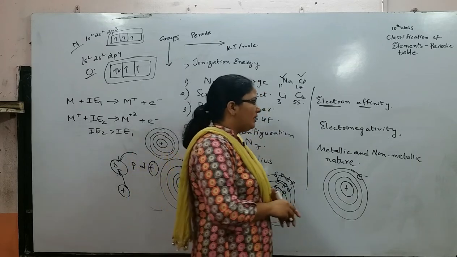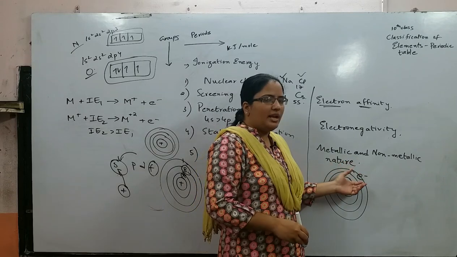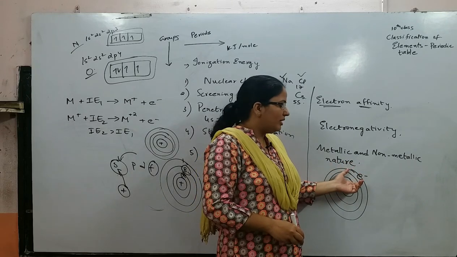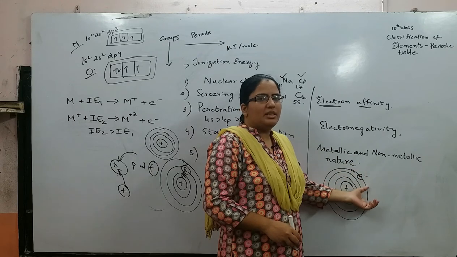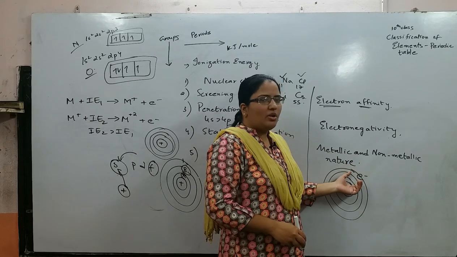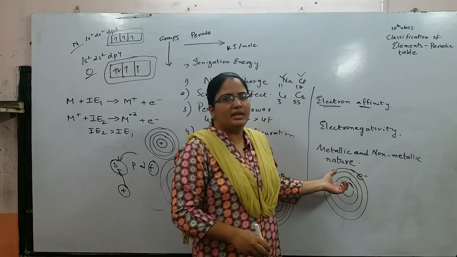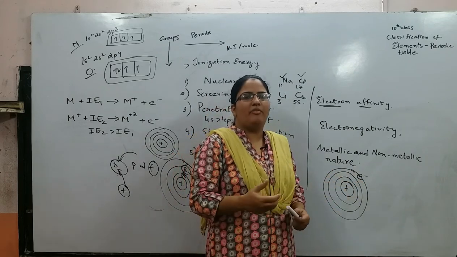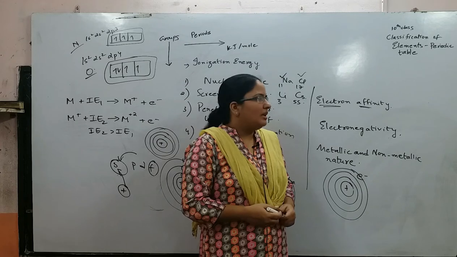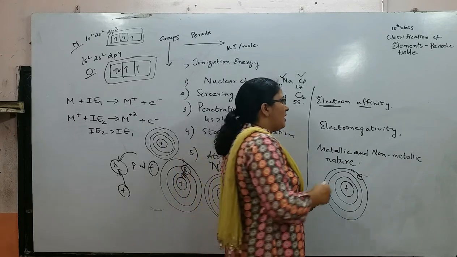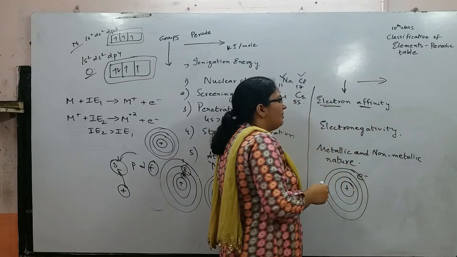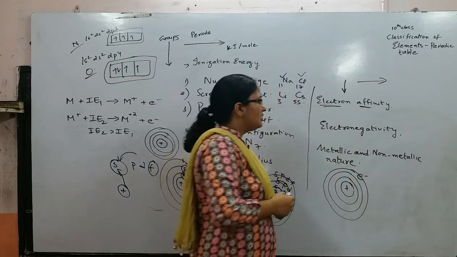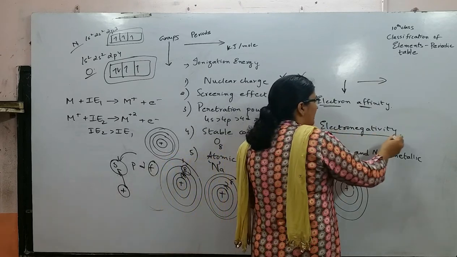Now, if you add an electron for the first time, you get some energy. The next time you add an electron, you will not get any energy, but that energy is seen in the form of bond formation. Electron affinity decreases down the group, it increases across the period. That is about electron affinity. Next topic that you have is electronegativity.